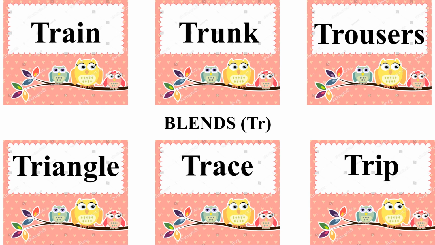Always remember, blends are always consonants, and in them you can hear the sound of each and every letter clearly. For example, T, R, tr. T, r, tr. So what are blends? Basically blends are those in which you can hear the voice of the consonants clearly. Okay? So children, daily you will practice these words for enhancing your vocabulary. Okay?